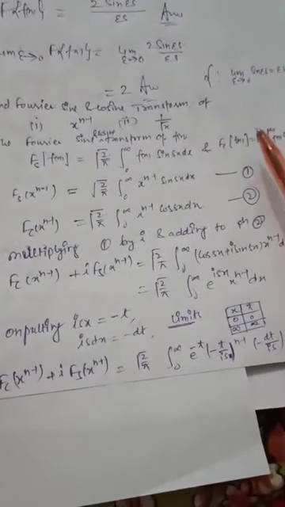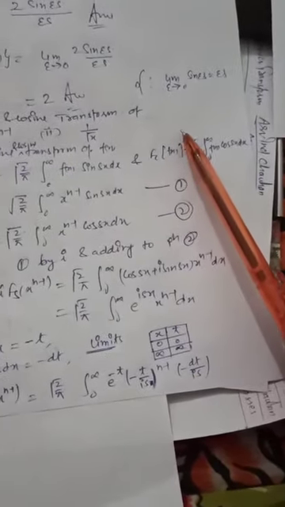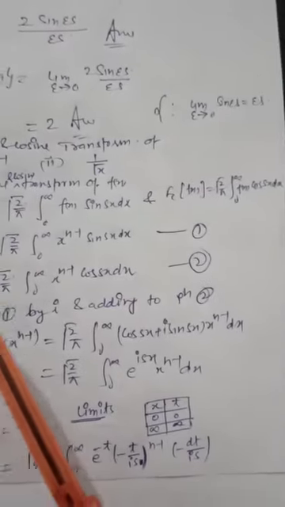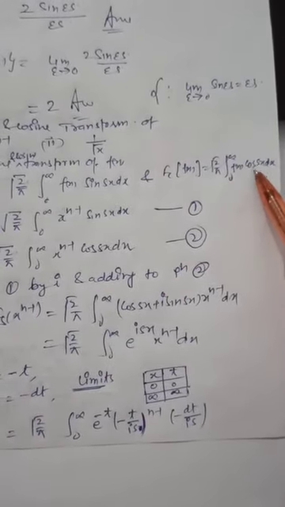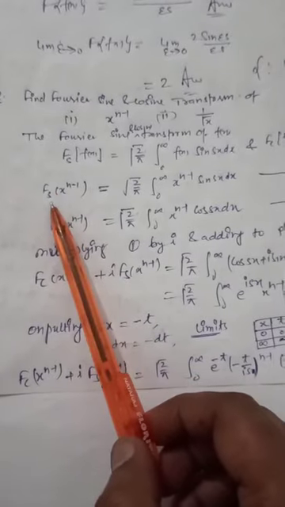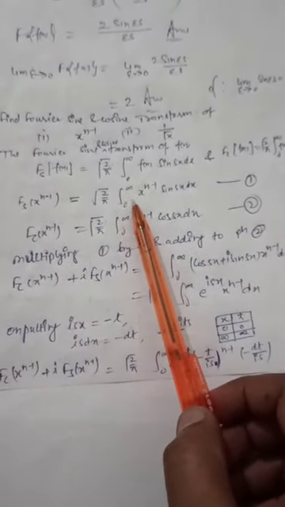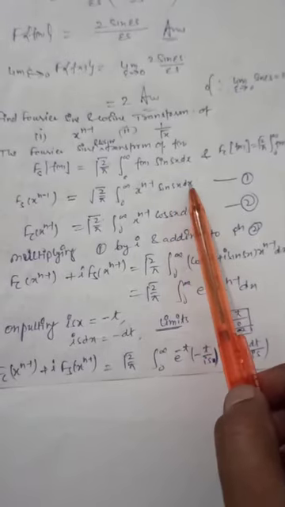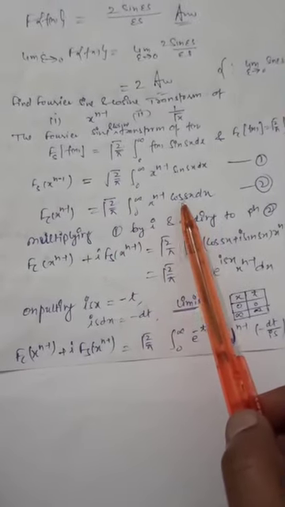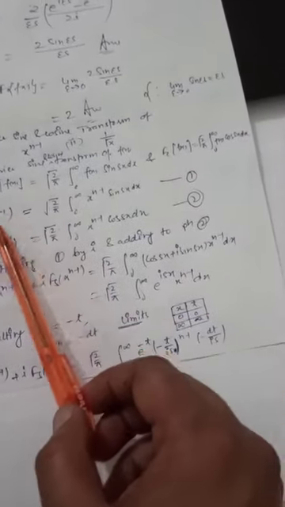This is F_c, the Fourier cosine transform of f(x), equal to under root 2 upon pi, integral from 0 to infinity of f(x) cos sx dx. So put the value of f(x) here. The Fourier sine transform of x^(n-1) is under root 2 upon pi, integral from 0 to infinity of x^(n-1) sin sx dx, that is equation 1. And F_c of x^(n-1) is under root 2 upon pi, integral from 0 to infinity of x^(n-1) cos sx dx, is equation 2. Put the value of f(x) in these two formulas.